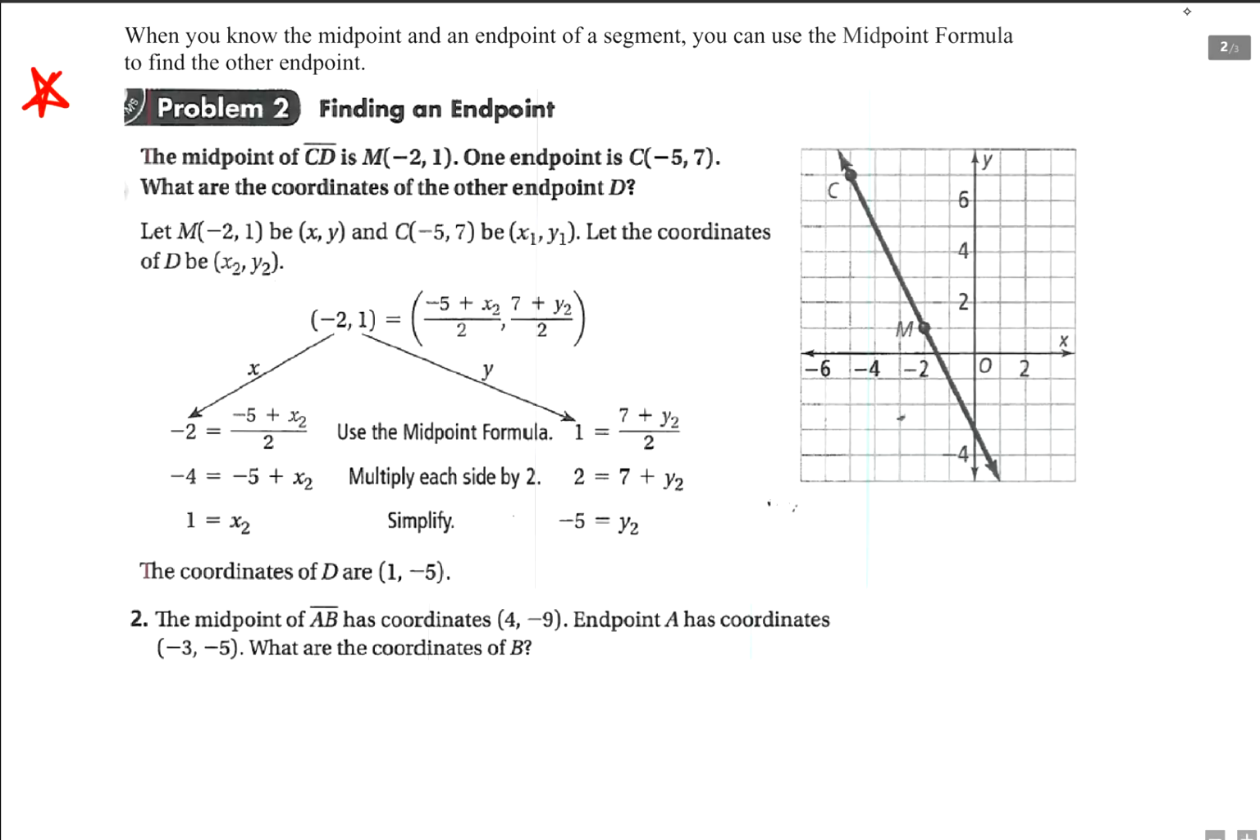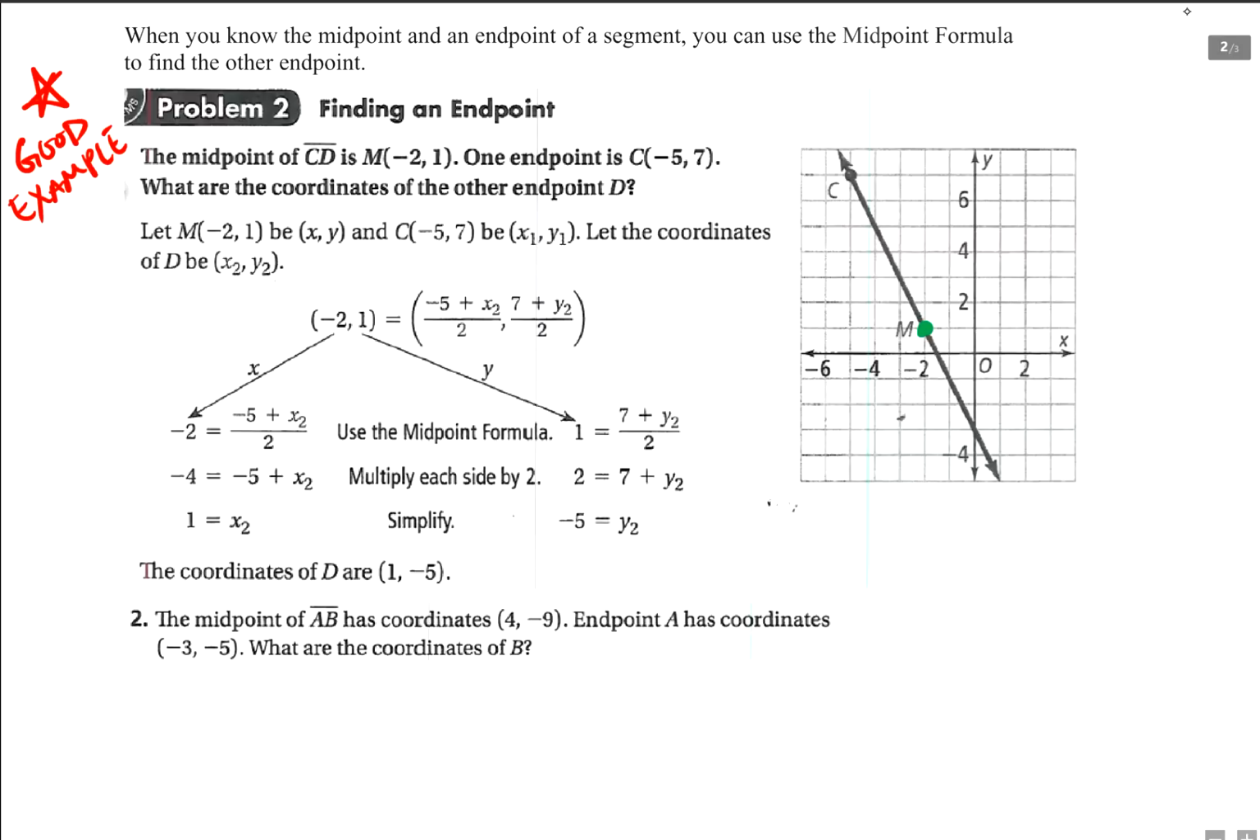This we are going to mark as a good example. So when you get to the point on your assignment and you go, I don't know how to do these, I'm going to refer you to the good example. All right. We're told that the midpoint of segment CD is at -2, 1.